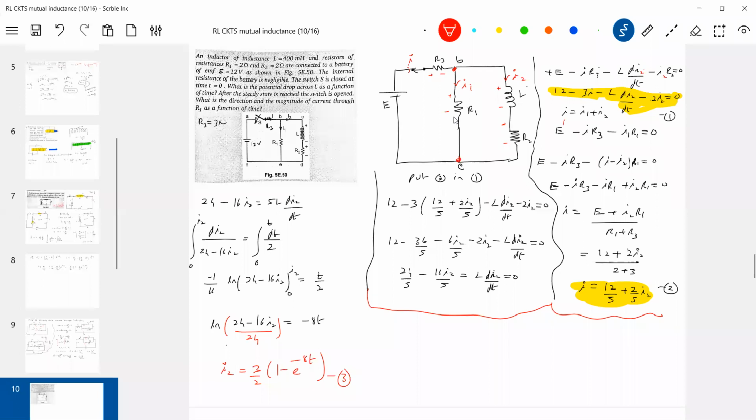So let me take help of this equation. We know I is equal to I1 plus I2. This is a very basic fundamental problem. And from equation 2, let me eliminate I. So this will be 12 by 5 plus 2 by 5 I2 equal to I1 plus I2. And I know the value of I2. I'll substitute here, then I'll get the expression for I1. So if I send this to this side, it will be 12 by 5 minus 3 by 5.